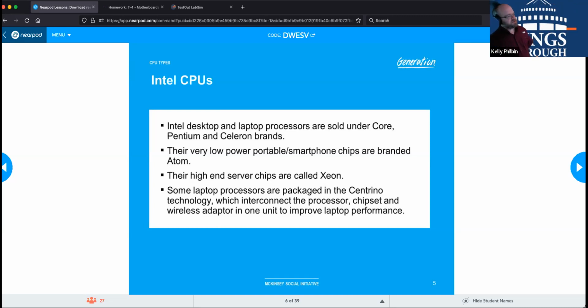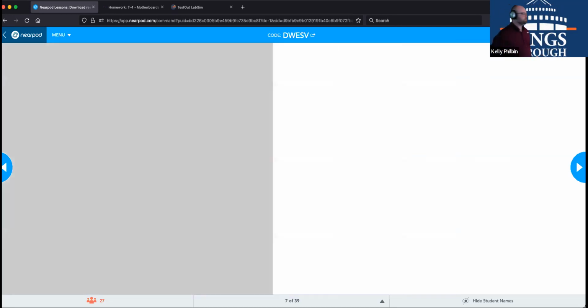So some of the laptops have Centrino technology, which interconnects the processor, chipsets, and wireless adapter into a single unit to improve performance. It's just kind of a basic overview of the Intel chips.